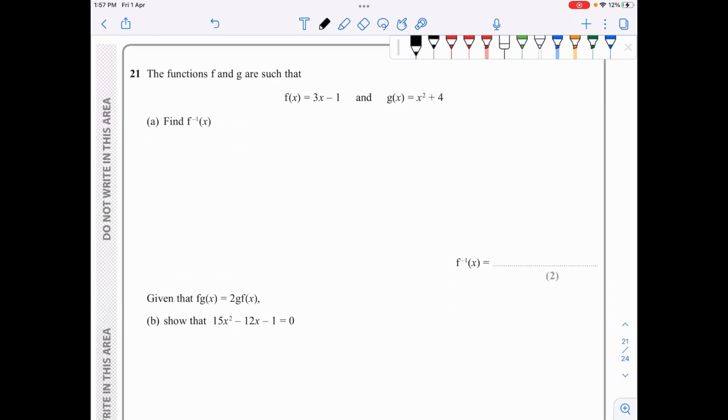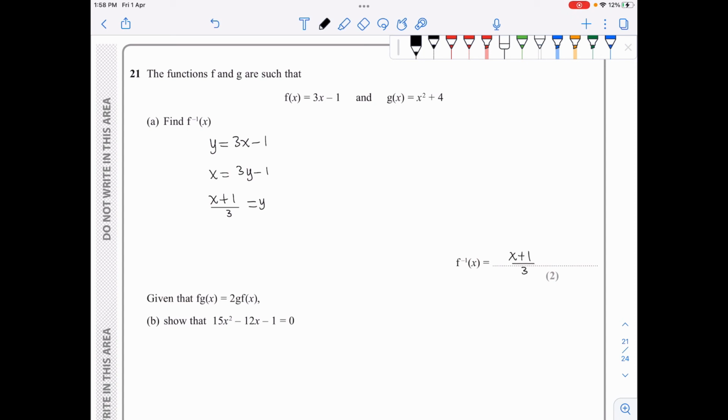In 21, we've got two functions, f and g. We need to find f inverse. I start by writing y is equal to 3x minus 1. I will interchange x and y. So x is 3y minus 1. So x plus 1 over 3 is y. And this is indeed the expression for f inverse of x.